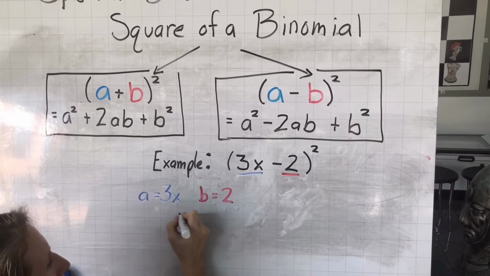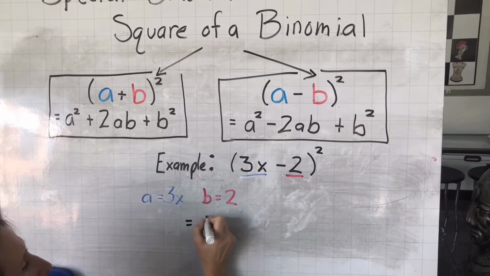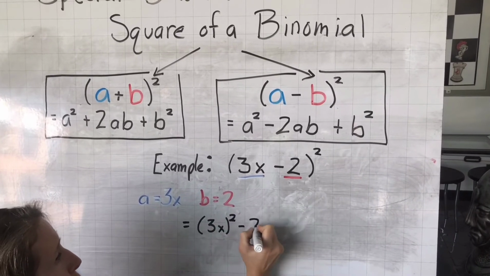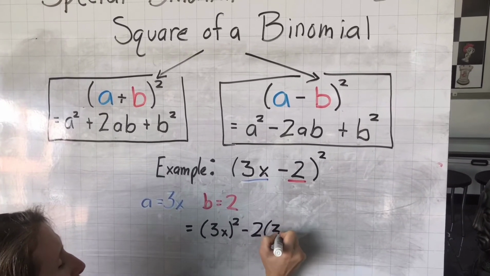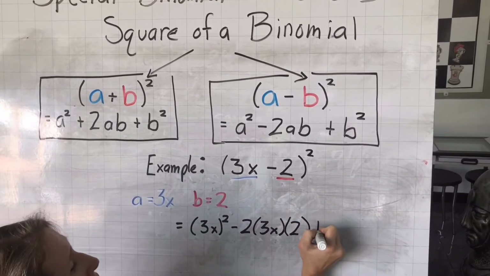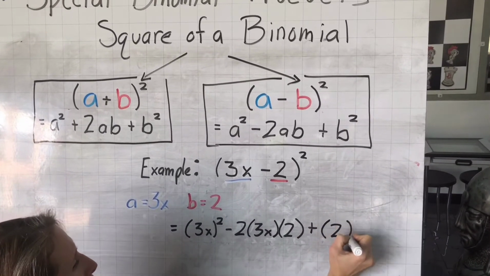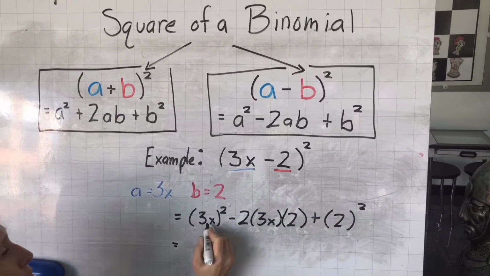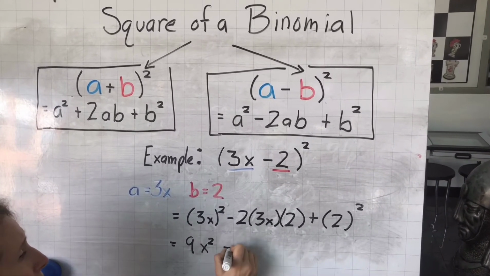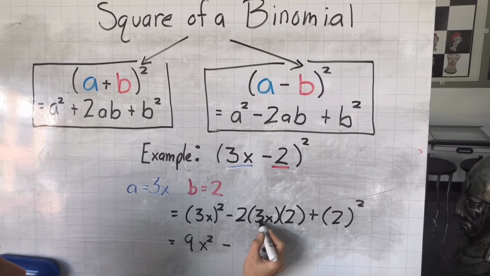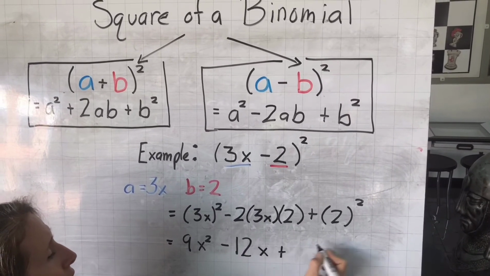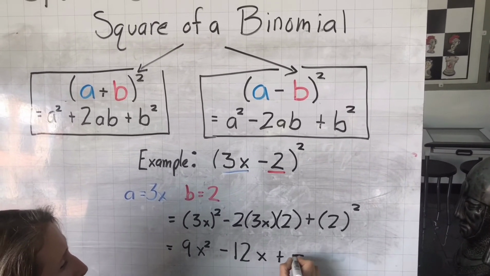So we have a squared, 3x squared minus 2 times a, 3x, times b, 2, plus b squared, 2 squared. So then we simplify, that's equal to 3 squared, which would be 9x squared, minus 2 times 3, 6, 6 times 2, 12, x plus the last term, 2 squared, which is 4.